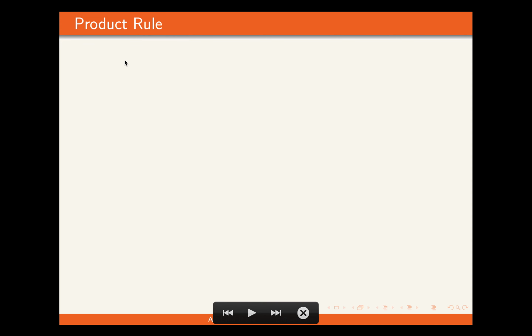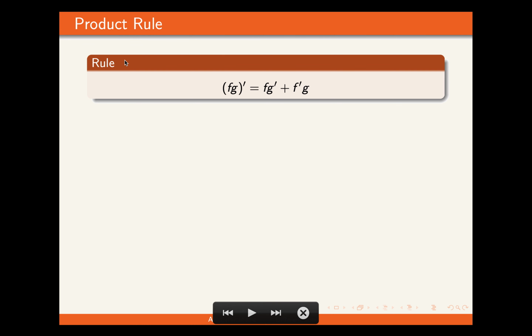What is the product rule? The product rule says that if we need to find the derivative of two functions, let's say f and g, then the derivative of the product of these two functions f and g will be f as it is multiplied by the derivative of g, plus the derivative of f times the g function as it is. Let's see one example.